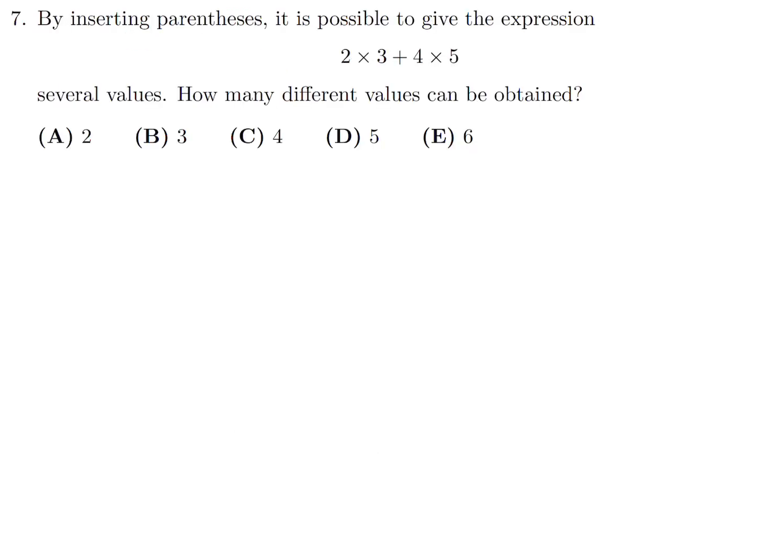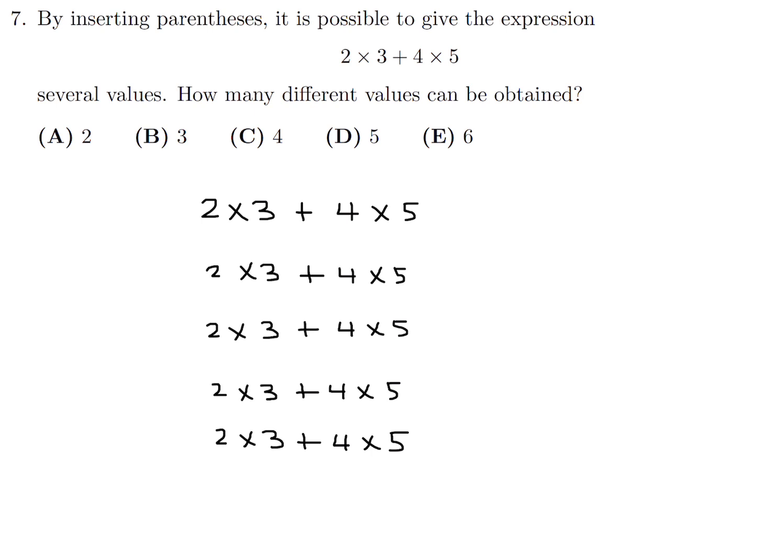By inserting parentheses, it is possible to give the expression several values. How many different values can be obtained? We have to now just fiddle around with this and see what kind of different scenarios we get. So I guess we just play around and see what happens. And the only way I can see brackets being placed are here, here, here, and then if you put them around 3 numbers like that, I can't see any other way that would change anything.